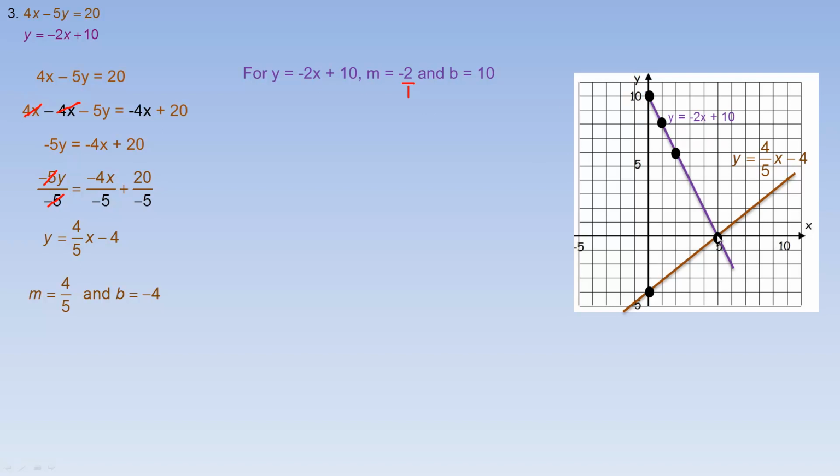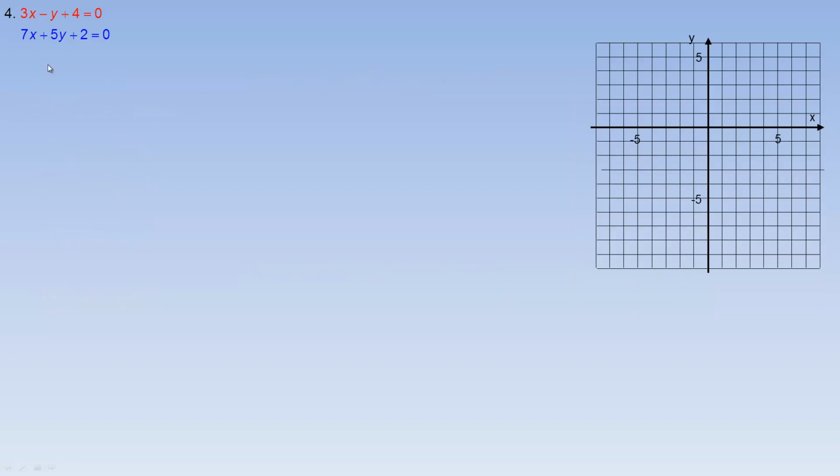And this is where they cross, so the solution would be the point 5, 0, or we could say x equals 5, y equals 0. Last question, and notice that both of these lines are not in y equals mx plus b form, so we're going to rearrange both of them into the slope y-intercept form. So let's start with the red one first here.